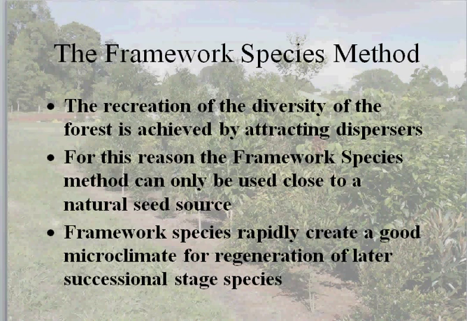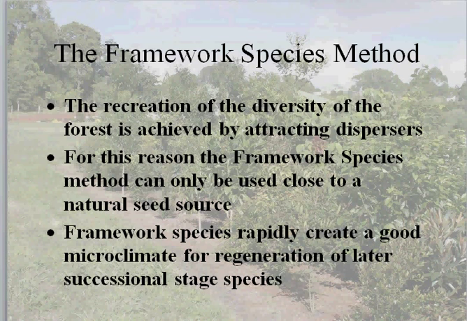Quite often when you do a framework species planting, then you can just leave it afterwards, after canopy is closed, and wait for the later successional stage species to disperse in. Unfortunately, this means that the framework species method can only be used close to a natural seed source. So unless you want to go in after the canopy is closed and start planting other species, then the framework species method really can only be used close to a remnant patch of forest or close to another forest where seeds will be dispersed in naturally by the different plants and animals.